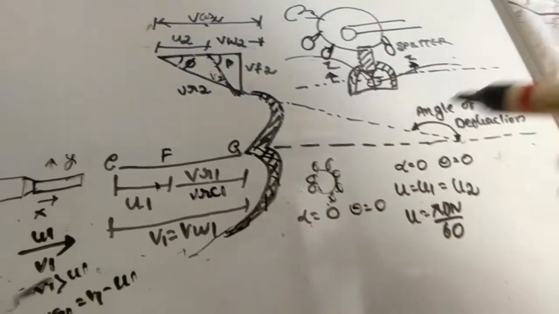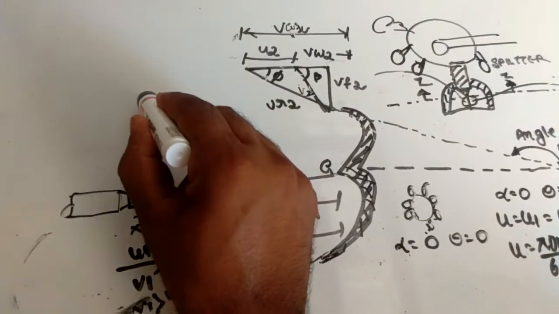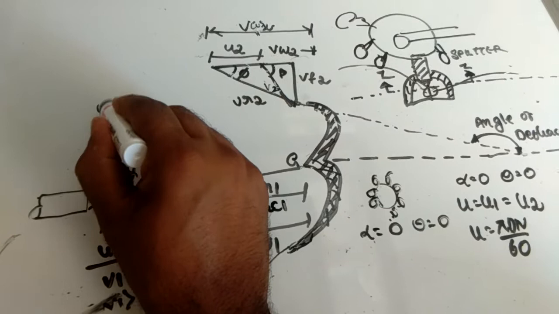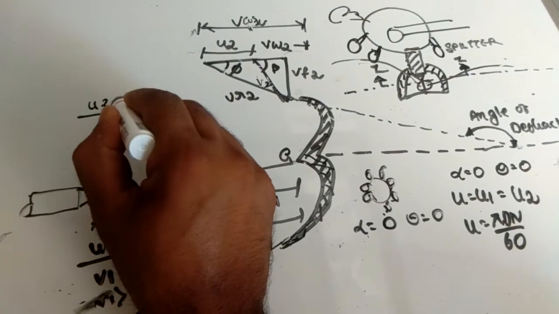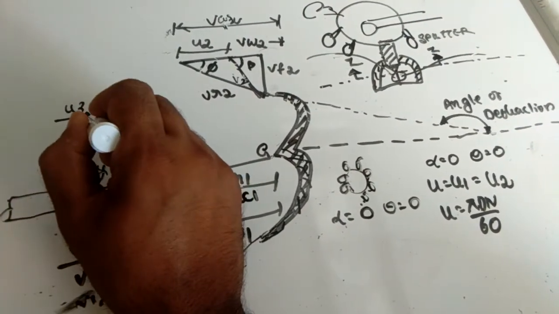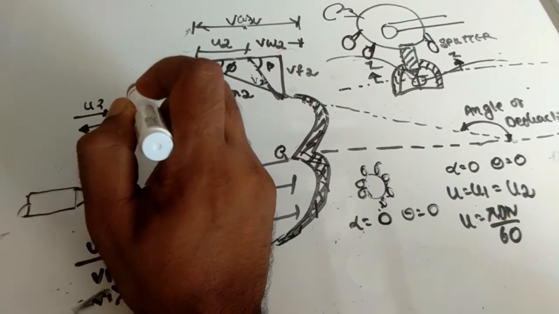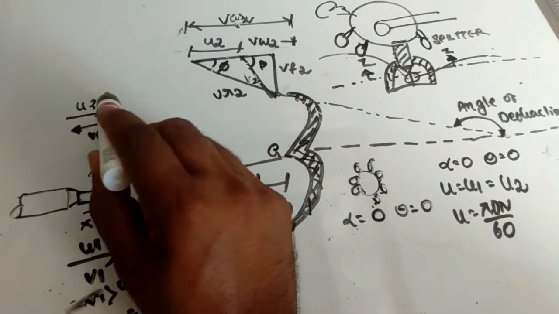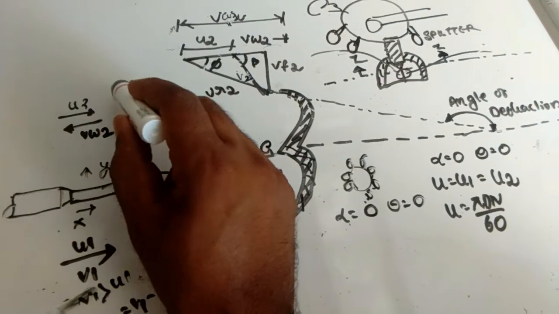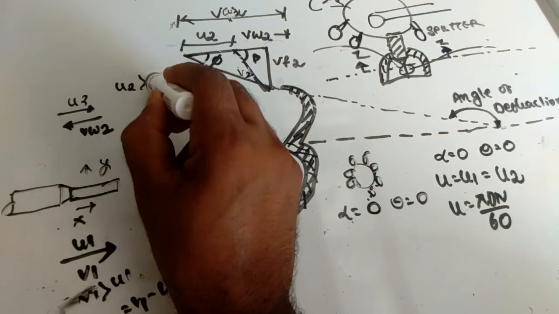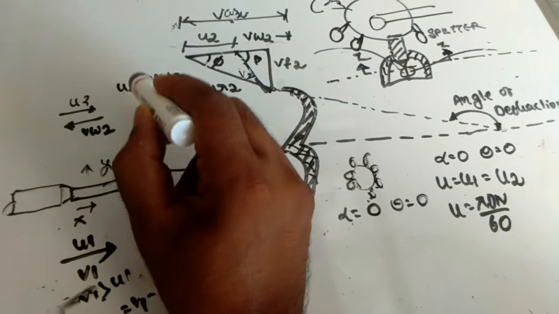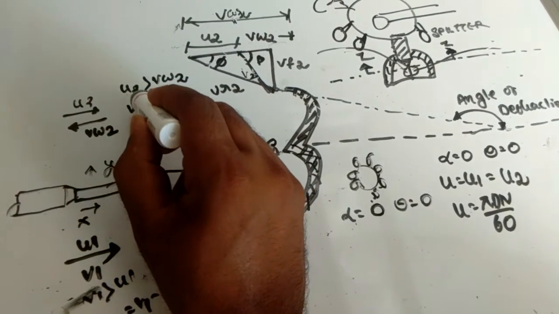U2 is moving in this direction, the outlet plate velocity, and VW2 is moving in this direction. U2 is greater than VW2. And one more case, the relative velocity.